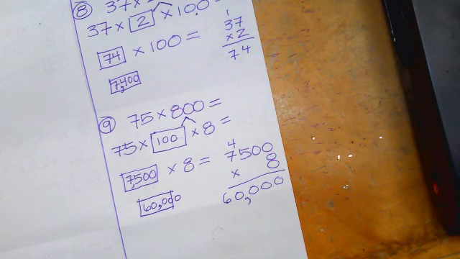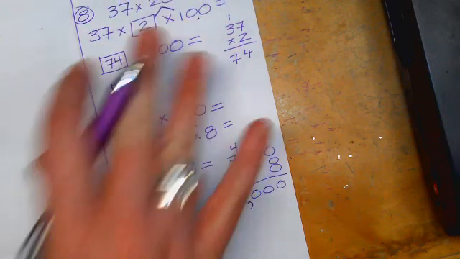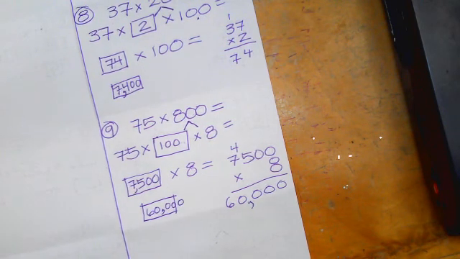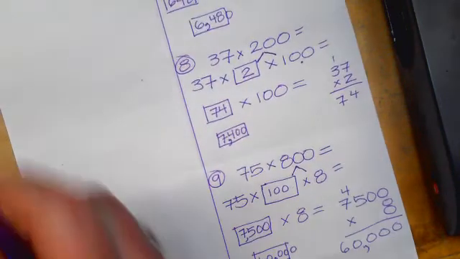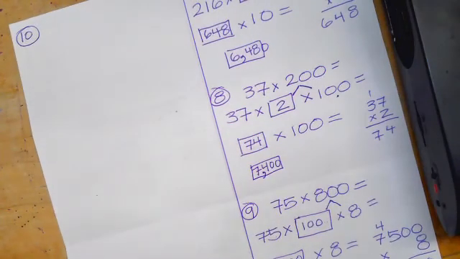And I ended up getting 60,000 as my answer. Okay. Now what they're doing in the math book is they're giving us some problems that look like these. And they're saying they look like these, but without all the green boxes. So they're going to ask us to figure out ways of breaking up the numbers. Okay. So let's look at number 10.